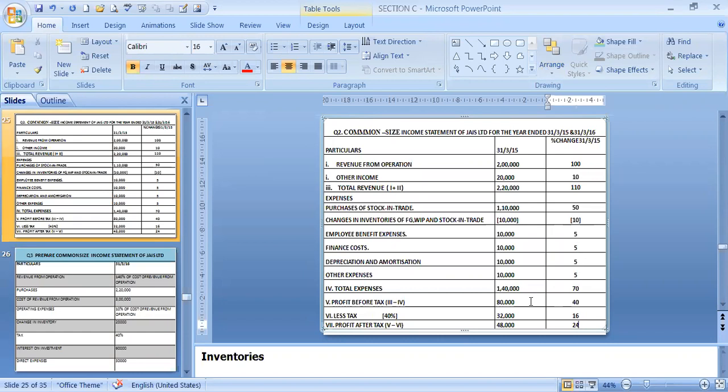80,000 is coming as profit, because 2 lakh 20 minus 1 lakh 40 is 80,000, divided by 2 lakhs, again 40%. 32,000 divided by 2 lakhs is 16%, and the last, 48,000 divided by 2 lakhs, is 24%. This is our common size income statement. What we have noticed over here is that each item has changed, and how much they have changed with respect to revenue from operation, we can understand with this.